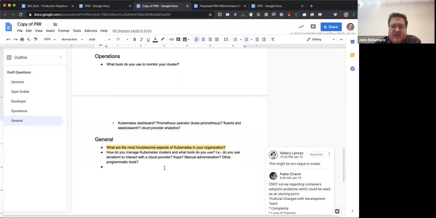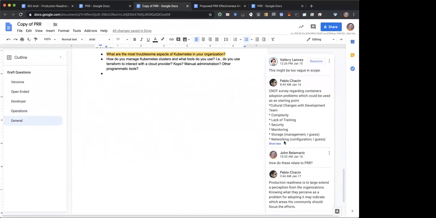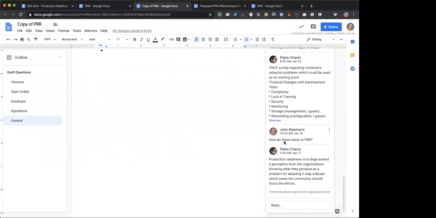What are the most troublesome aspects of Kubernetes? That's just like, how do we answer that? I don't think I want to ask that.